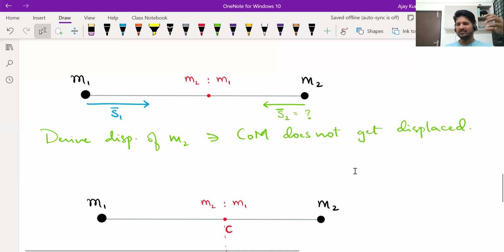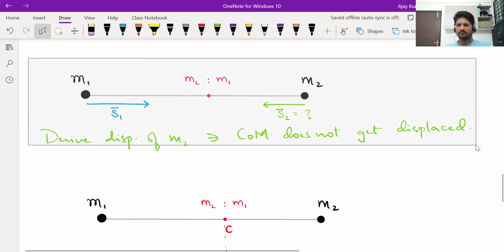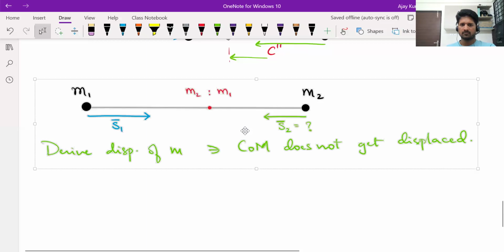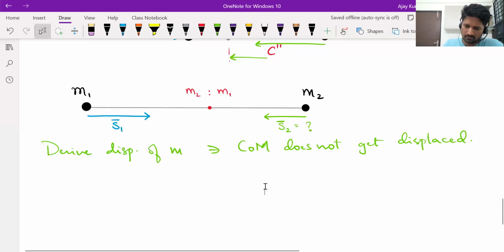Tell me, have we discussed any formula involving displacements of particles and the center of mass today? Have we discussed any formula involving the displacements of particles of the system and the center of mass of the system? Yes, sir. What is the formula? M1S1 plus M2S2 by M1 plus M2 equal to displacement of center of mass. Correct. That's all. You have to make use of that.